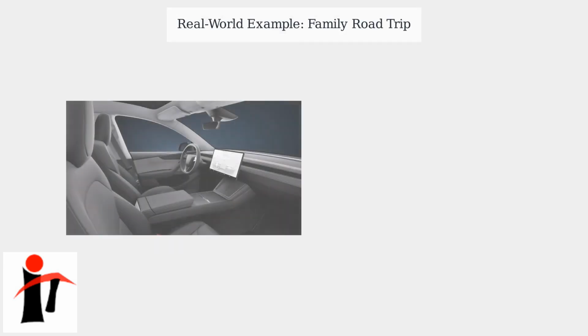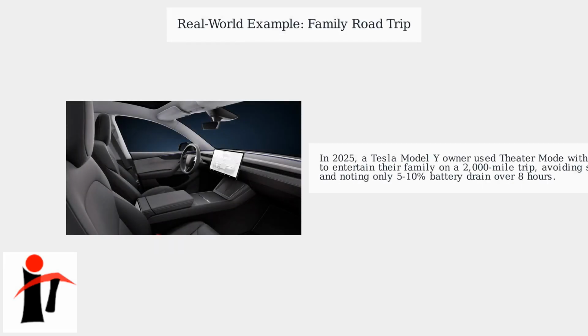Consider this real-world example from 2025. A Tesla Model Y owner from California used theater mode to save a 2,000-mile family road trip. With 50 downloaded titles including episodes of The Crown and kids' movies, they avoided screen time arguments. The feature proved battery efficient, using only 5 to 10% battery drain over 8 hours of viewing.